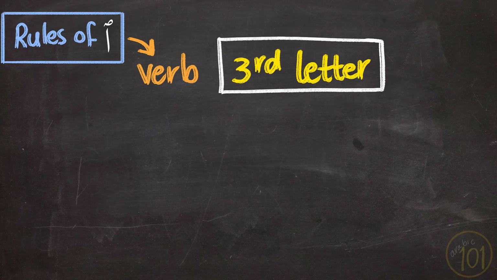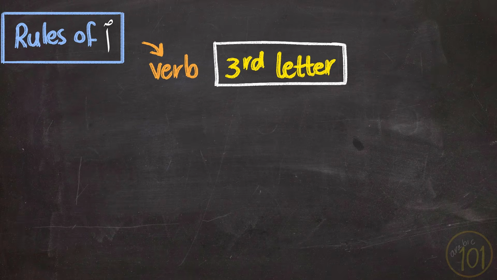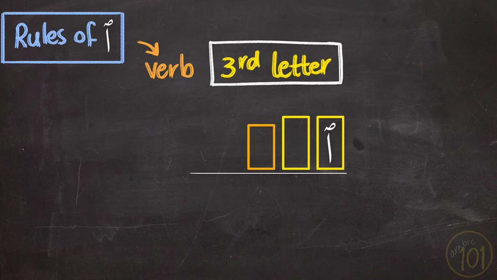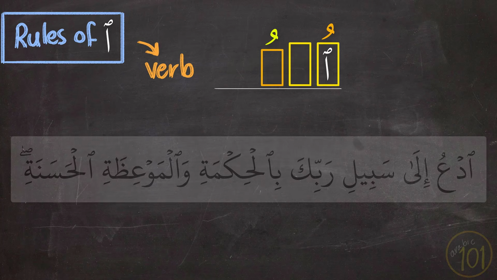So what's the third letter rule? Well, it means that you have to check the third letter of the verb. If it has dhamma, then hamzat al-wasl should receive dhamma as well, like in these examples.